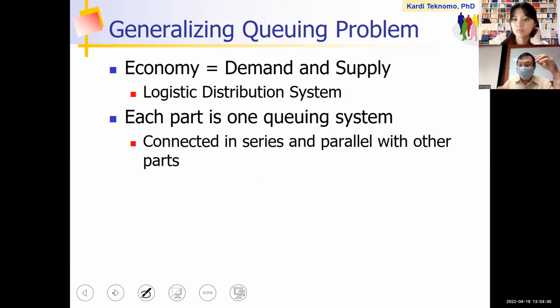So now, okay, I'm trying to abstract the queuing theory. Okay, so we're generalizing the queuing problem, not just the queuing that you see as a waiting line, but the whole economy. Okay, actually a queuing problem, based on demand and supply. So a logistic distribution system is a queuing problem. Right? So each part is just one queuing system and connected in series or parallel with other parts. So if you want to solve the economy, you can use queuing theory.